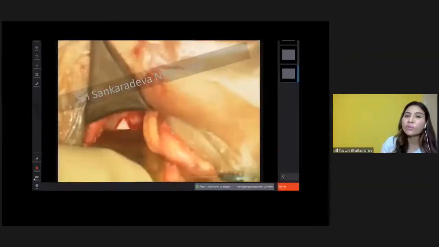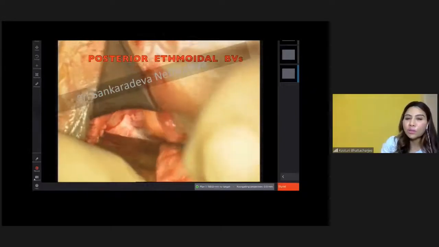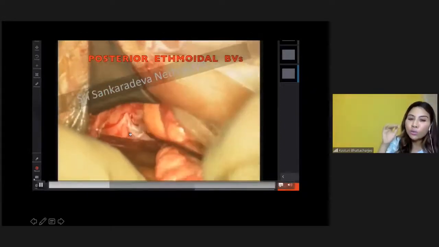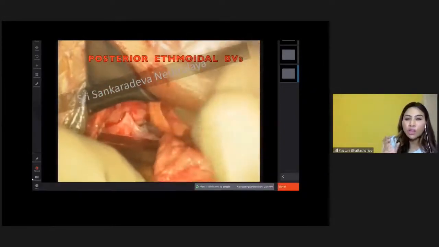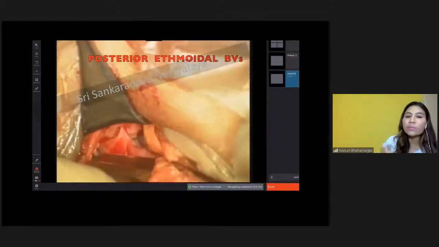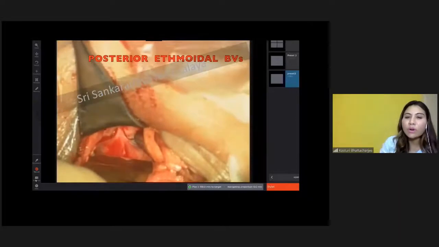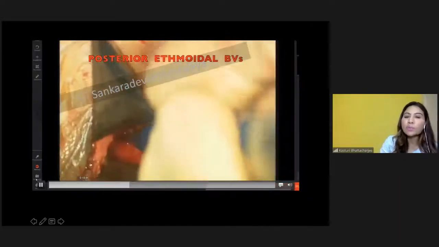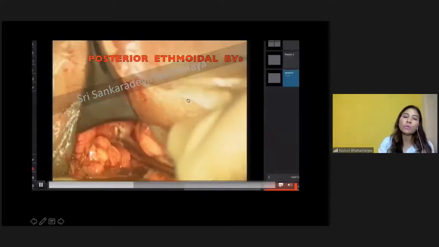Then once you go further down, you see this is the posterior ethmoidal blood vessel. So you need to go further down, and then you reach the optic canal. You see the annulus of Zinn. You remove the tough anterior and the superior part of the optic canal through the orbital approach, and this will open up the optic nerve.